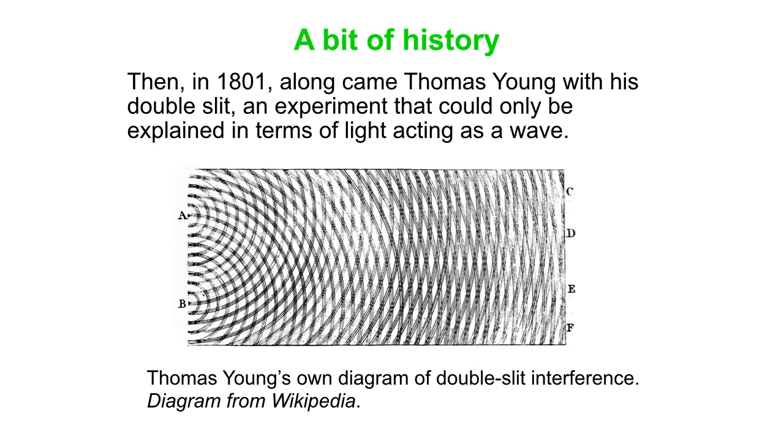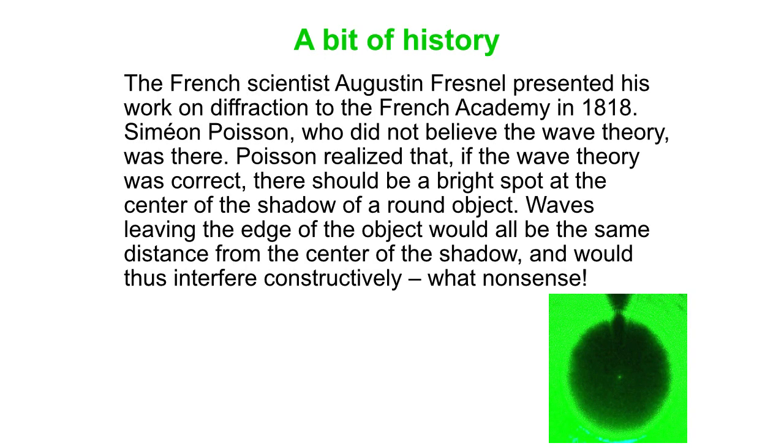Okay, so then a bunch of French scientists thought this was very interesting. They did some experiments, and Fresnel was presenting some work on diffraction to the French Academy, the Académie Française, that is, in 1818. And Poisson was there, and he really didn't buy this at all. So what he realized was that if the wave theory was right, then there should be a bright spot at the center of the shadow of any round object. Why is that? Well, because waves leaving the edge of the object would be the same distance from the center of the shadow, so that would be constructive interference. You should see a bright dot. And of course, nobody had ever seen one, so that's proof that the wave theory is wrong.